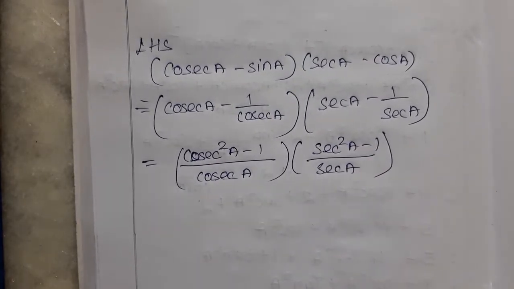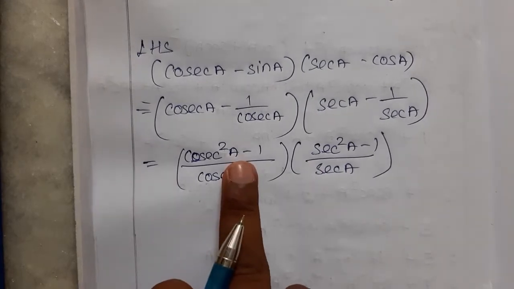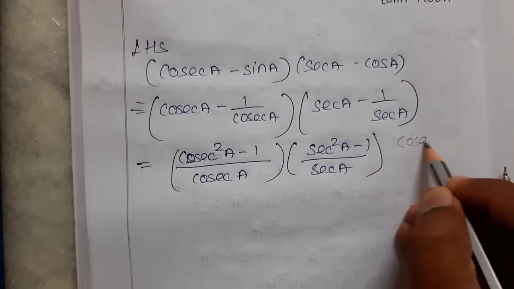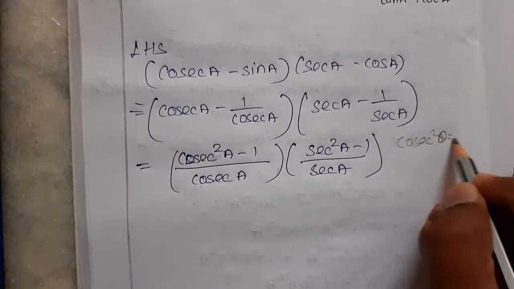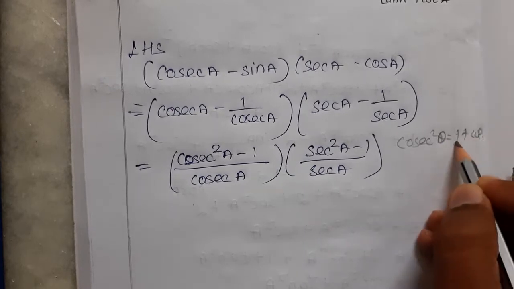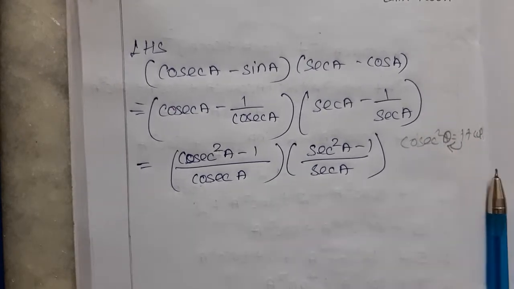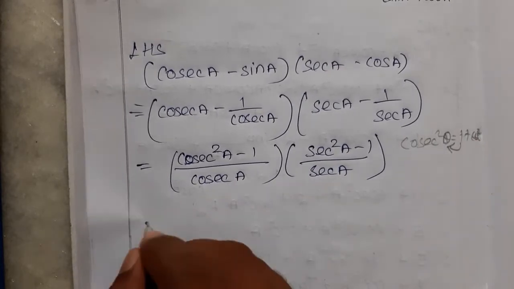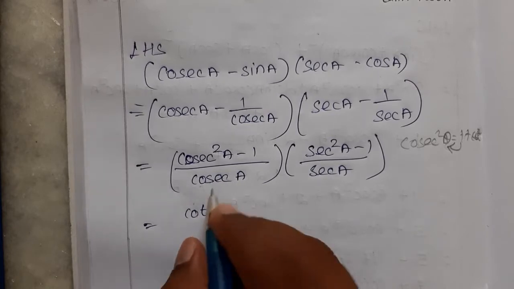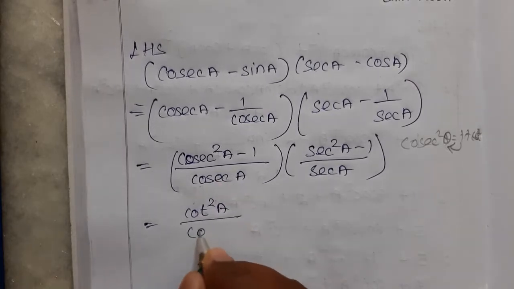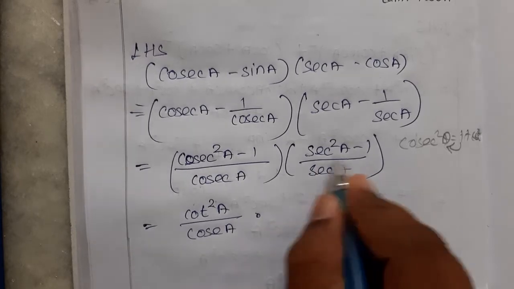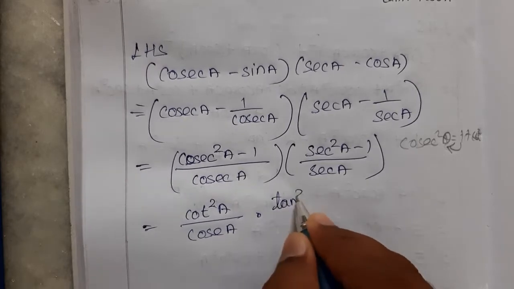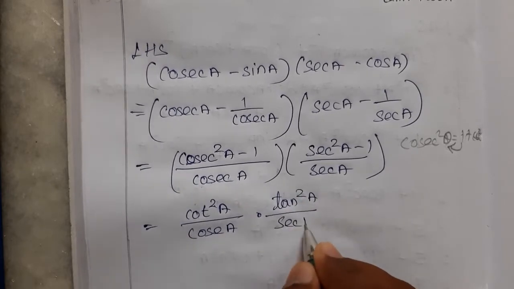So we know that cosecant square a minus 1 is equal to cot square a, right? We know the identities, right? Cosecant square theta is equal to 1 plus cot square a, but while we bring this here it will become minus 1. So we will be getting cot square a. This cot we will be getting. So it's cot square a divided by cosecant a, into the same secant square a minus 1 we will be getting as tan square a divided by sec a.